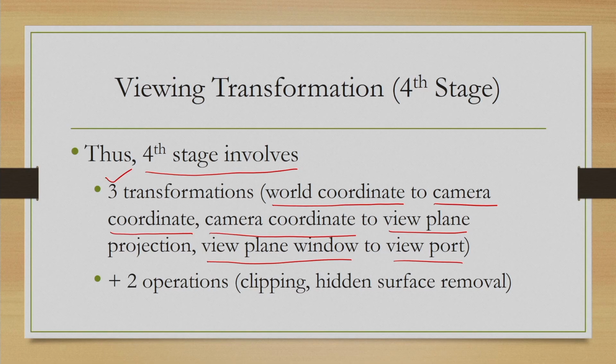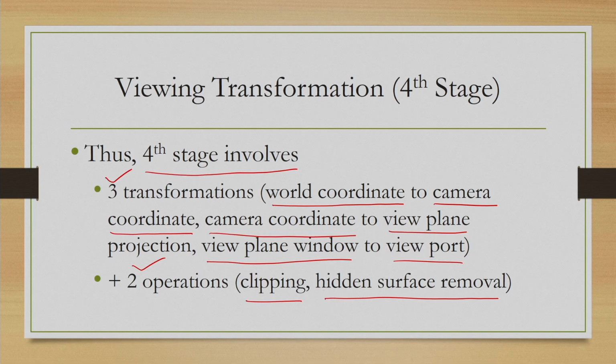Along with those, there are two major operations that we perform here. One is clipping, that is clipping out the objects that lie outside the view volume, and the other one is hidden surface removal, which means creating a realistic effect, viewing effect with respect to the viewer position. So, that is the fourth stage.